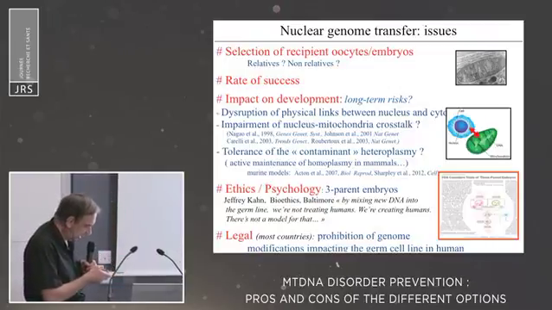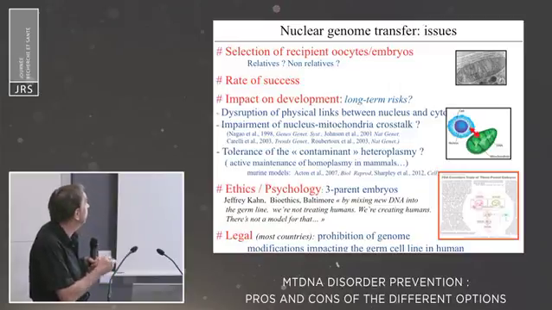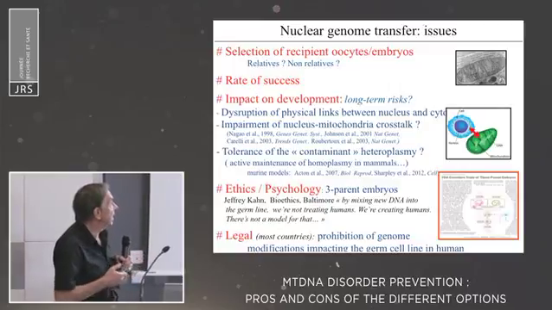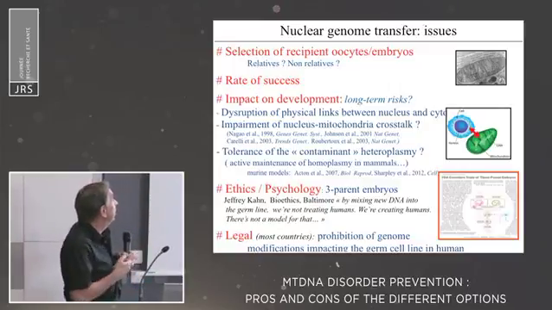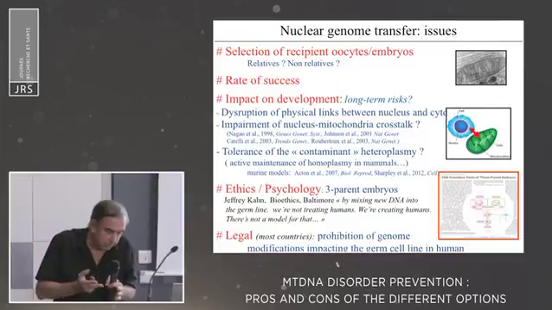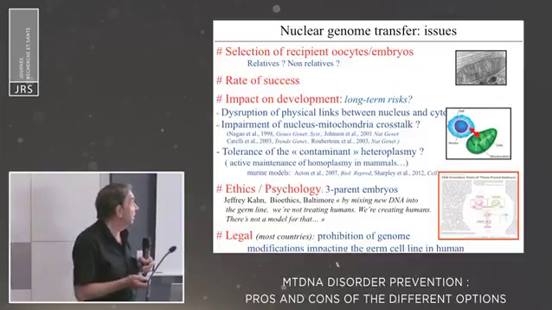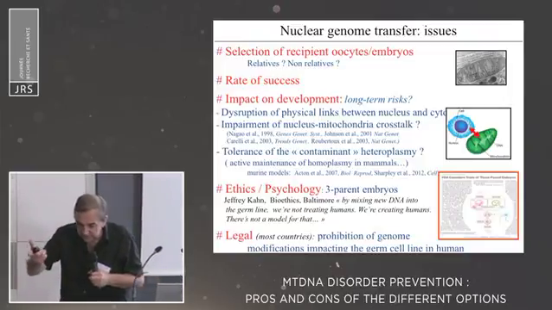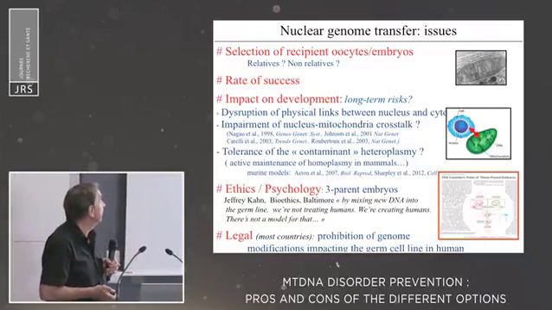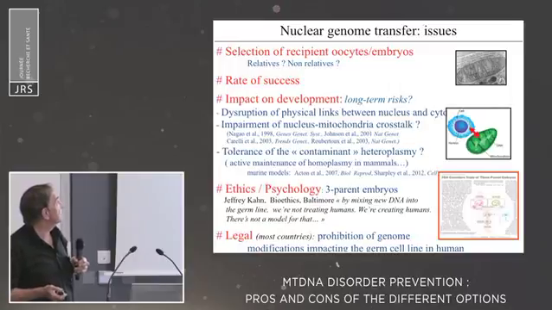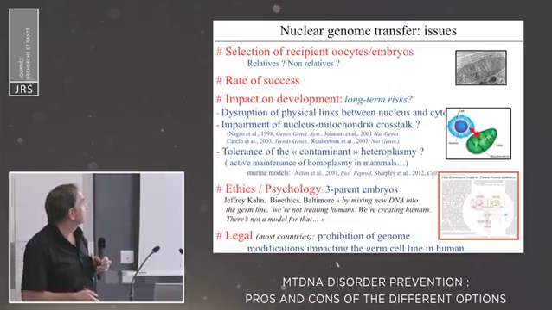I remind you of some of them. How to select the recipient oocytes or embryos? Should we select oocytes or embryos from relatives, or alternatively not from relatives? What is the rate of success of such procedures? It's not known. For the moment, it doesn't seem to be high, but I imagine that it's going to improve.